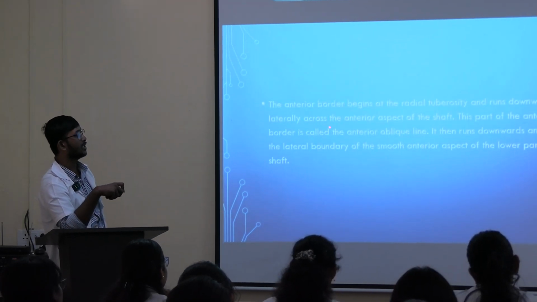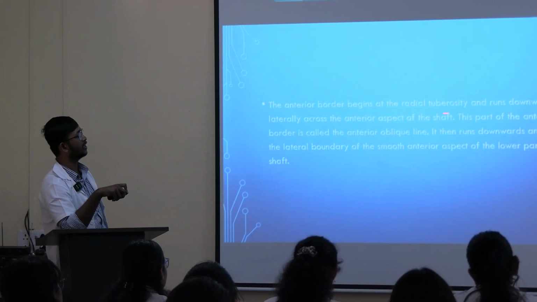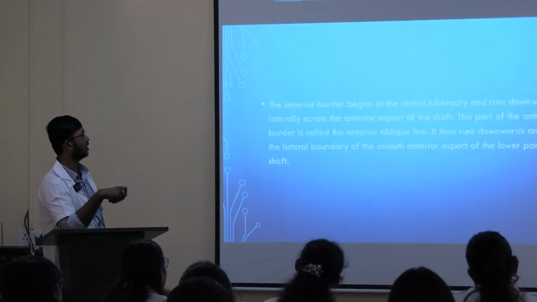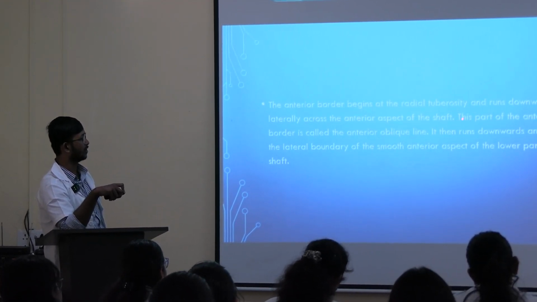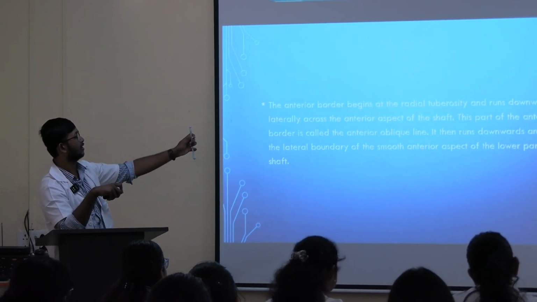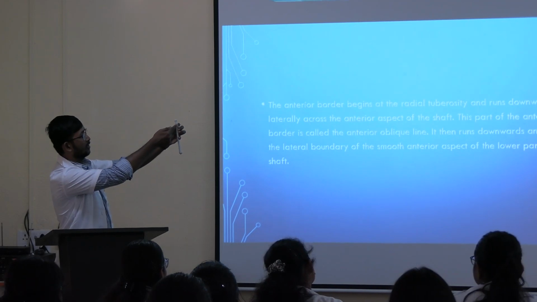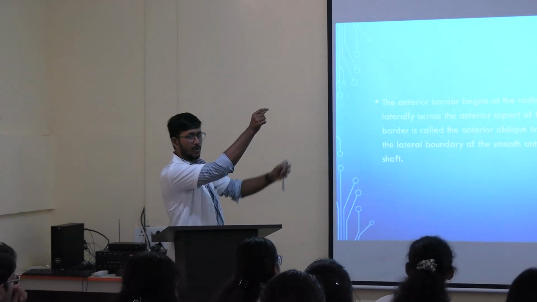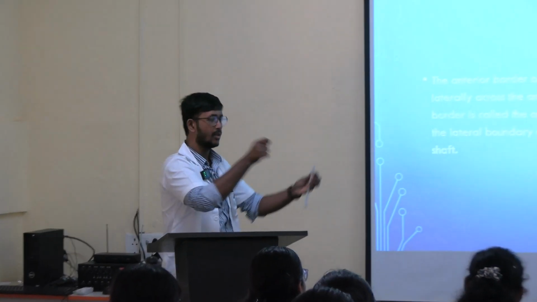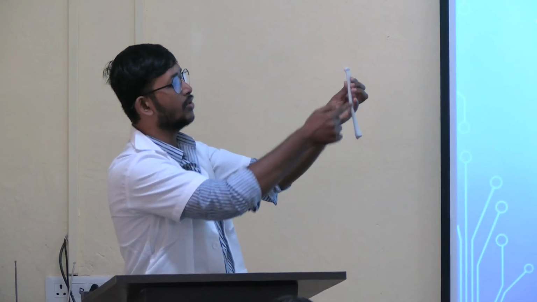Now I have told you that the anterior border begins from the radial tuberosity and runs downwards and laterally across the anterior aspect of the shaft. This part of the anterior border is called the anterior oblique line. It goes like this, so it forms an oblique line, and it goes downwards.